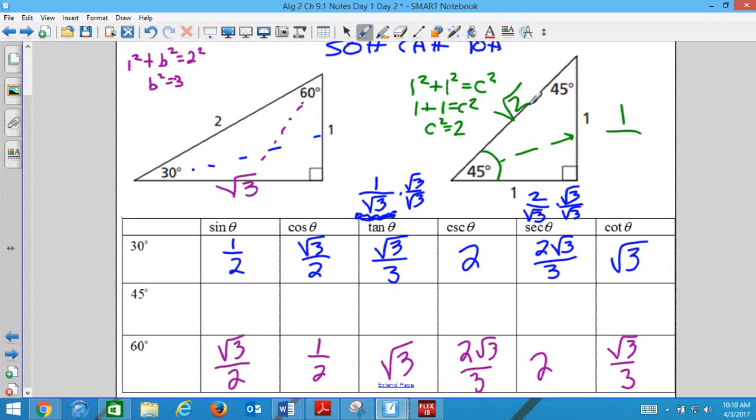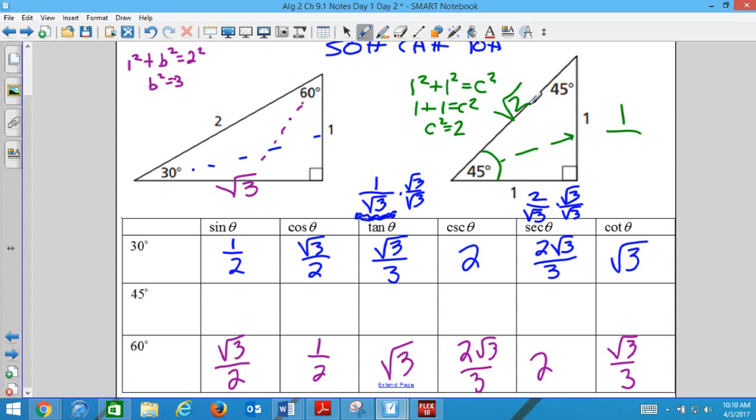In a 45, 45, 90, it's an isosceles, so we have two sides that are exactly the same, and the radical is a 2. In a 30, 60, 90, we have 3 different sides, and the radical is a 3. Helpful hint: when we have 2 sides that are the same, the radical is a 2. When we have 3 different sides, the radical is a 3. Okay, now let's go back to what we're doing.